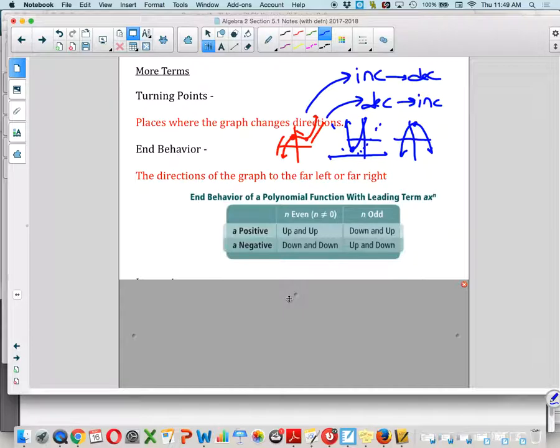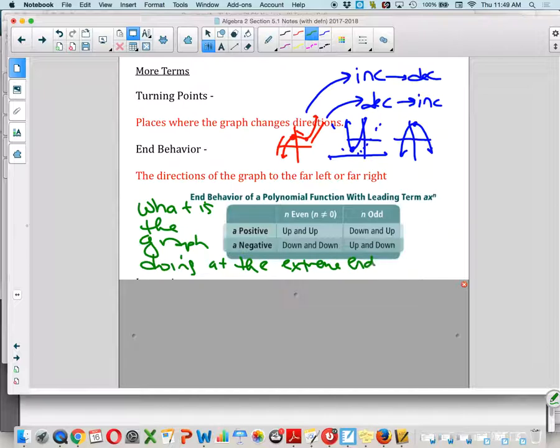The key phrase I want you to also write down is this: what is the graph doing at the extreme ends? Another way to say it is, what's happening as x approaches infinity? That arrow is a mathematical word for approaches, or as x approaches negative infinity.